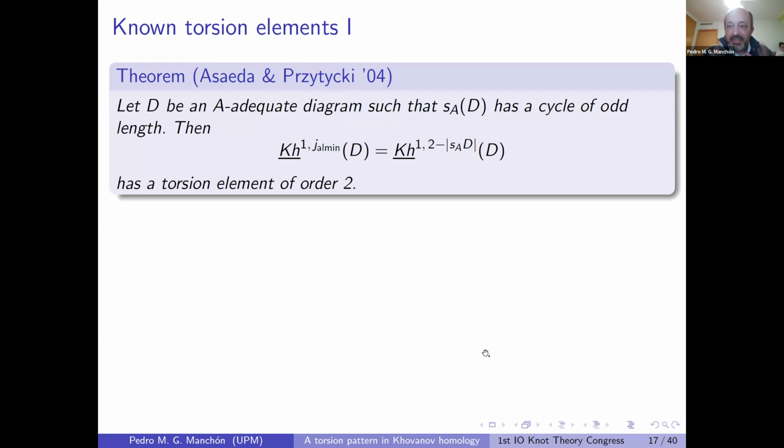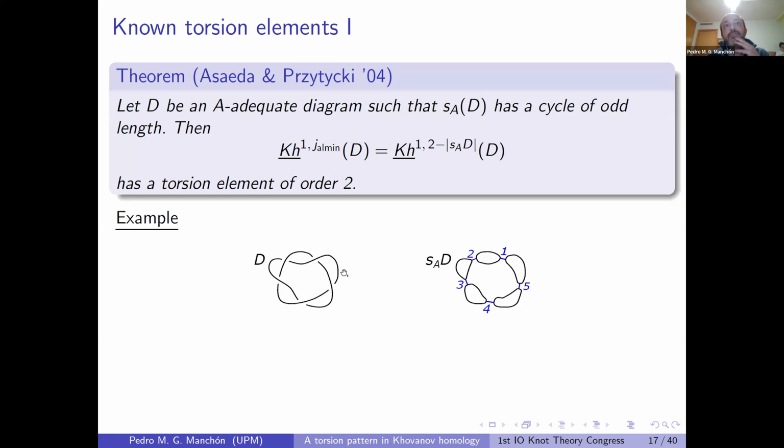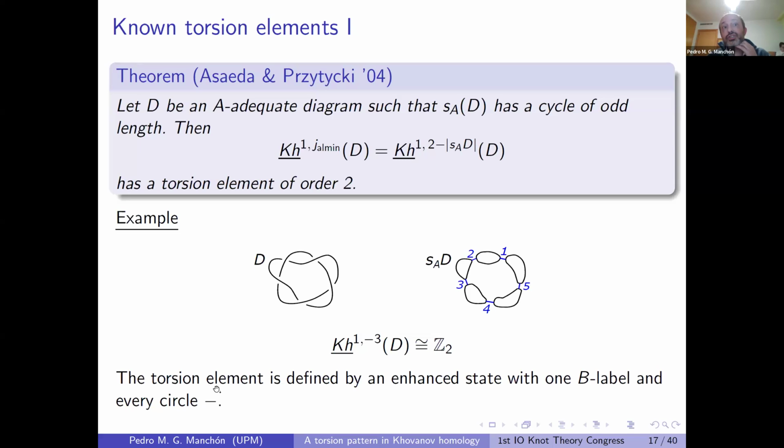What about recognizing a specific torsion element? We have two very nice results by Asaeda and Przytycki. Let D be an A-adequate diagram. This means that in the A smoothing, any scar has its two strands in different circles. Suppose that the A smoothing has a cycle of odd length. Then there is torsion in the penultimate quantum degree. For example, in here we have the A smoothing with a cycle of length 5. Then there is torsion, and the element is defined by just one enhanced state with one B label and every other circle marked.